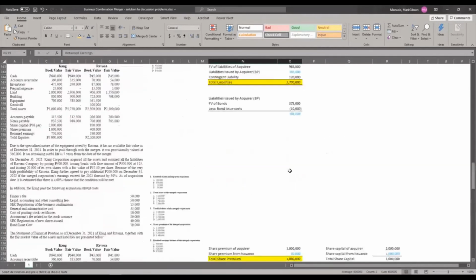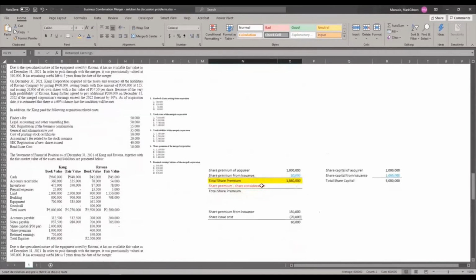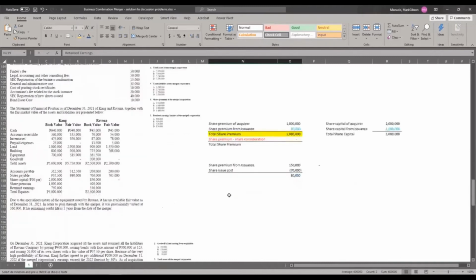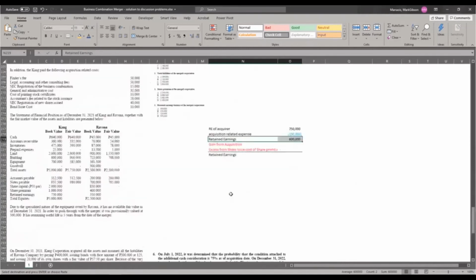Siguro balikan ko dito, class, ha? Bakit kaya hindi na isinama yung share capital, share premium ni acquiree? Tandaan, class, binili na natin yung net assets ni Ravona. So therefore, there will be no share capital, share premium, or retained earnings left for Ravona. Okay? Okay, so that's problem number 5.